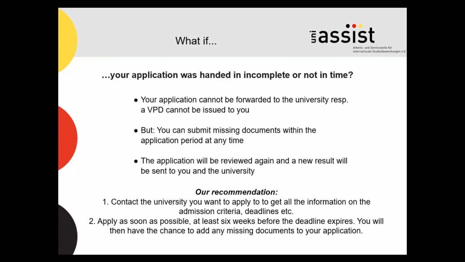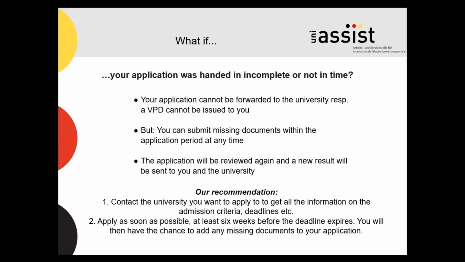What happens if your application was handed in incomplete or not in time? Your application cannot be forwarded to the university, or a VPD cannot be issued to you. But you can submit missing documents within the application period at any time, and we will review your application again, and a new result will be sent to you and the university.